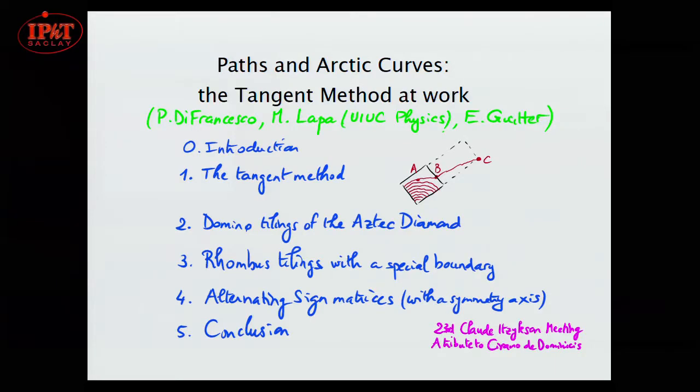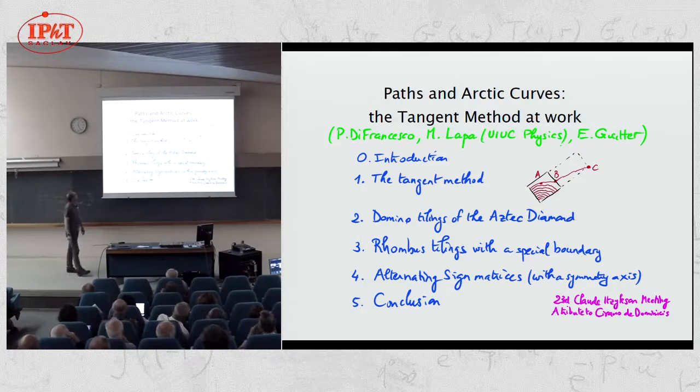So now for something completely different. I'm going to discuss some equilibrium problem, which is at the boundary between physics and combinatorics. Okay? So some of the methods I will employ here are brought from combinatorics, and I will try to explain the kind of systems we're looking at. So this is a collaboration essentially with Mathieu Lapa at Urbana-Champaign in physics and Emmanuel Guiter here in Saclay.